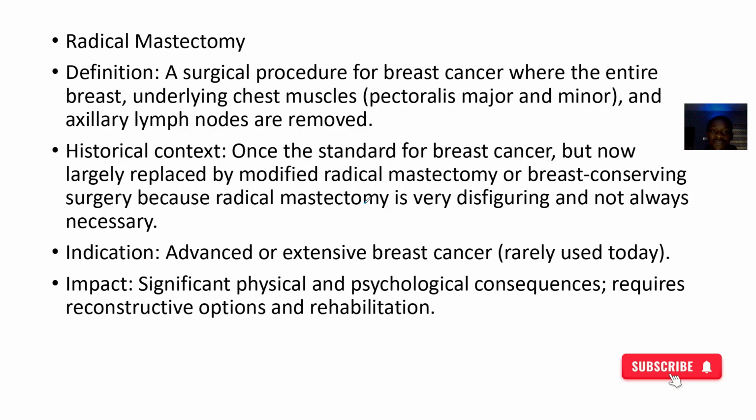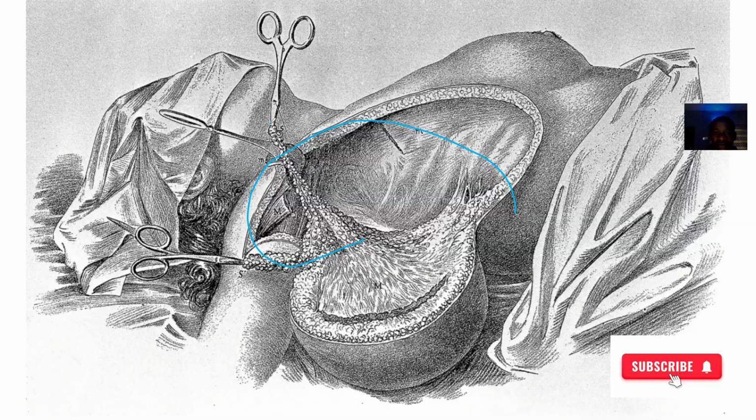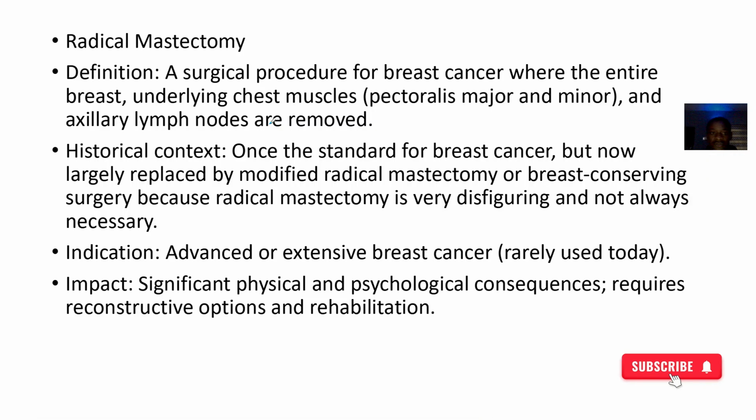So radical mastectomy is a surgical procedure mainly used for breast cancer. The entire breast is removed. The underlying muscles are also removed, that's pectoralis major and pectoralis minor. The axillary lymph nodes are removed.